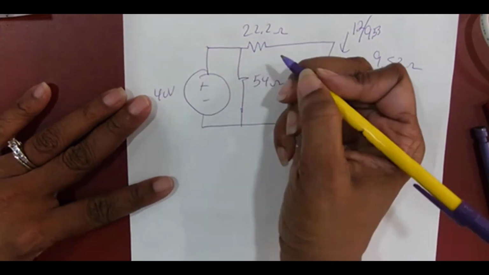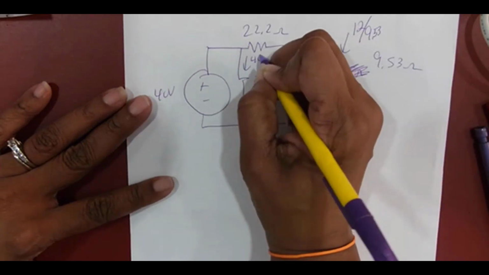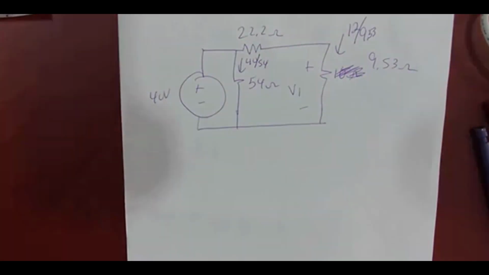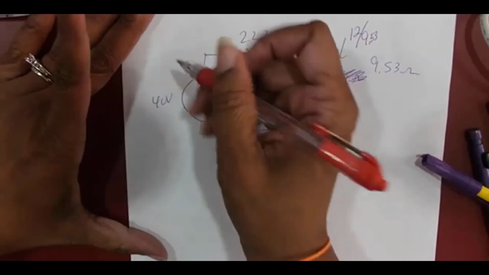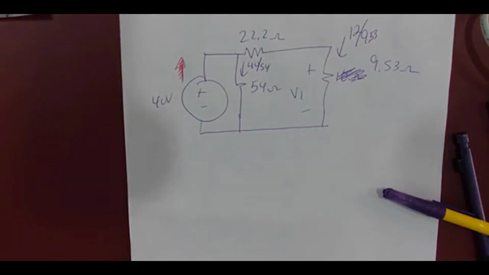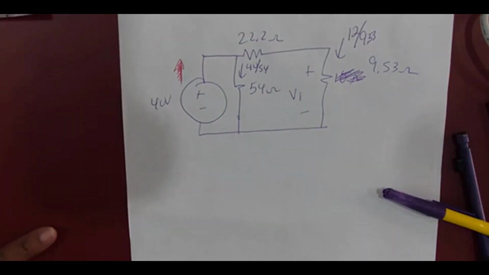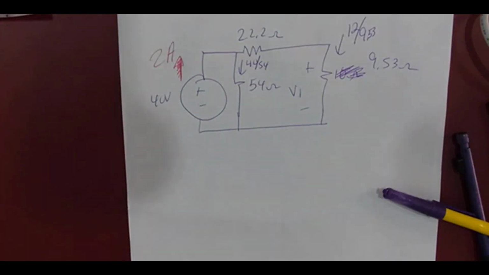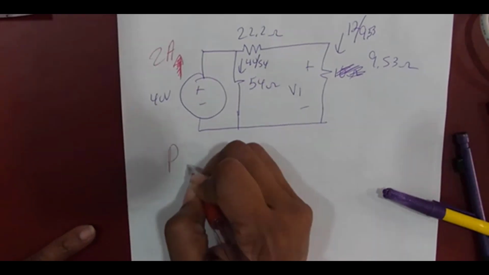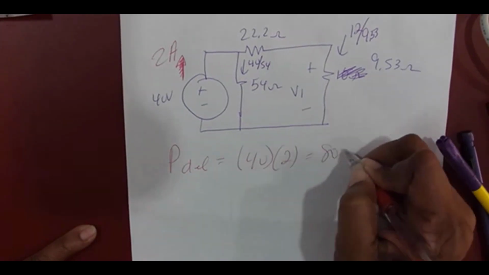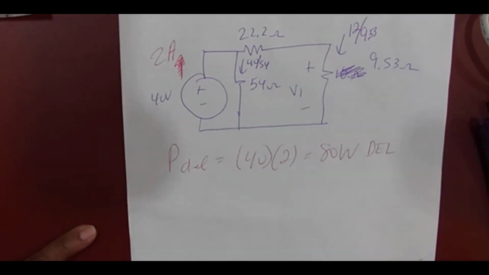Okay, so this current is 40 over 54, and this current is 12 over 9.53. Is everybody good with that? Okay, so that means that the current up through here is what? 2.03, let's just say 2 amps. So what is the power delivered, which was the second half of this question? 40 times 2, 80 watts delivered, right?